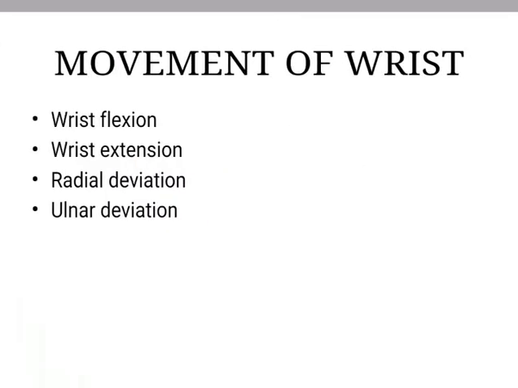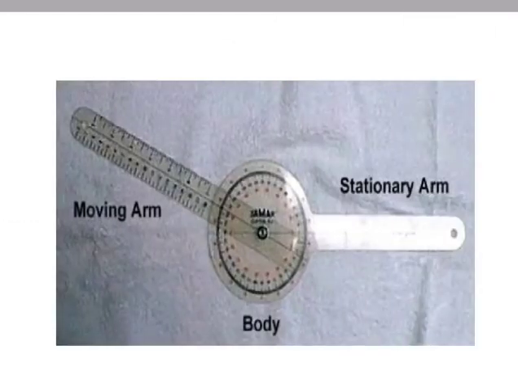Then, what are the movements of the wrist? Movements like wrist flexion, extension, radial deviation and ulnar deviation are present in the wrist. For measuring range of motion, we use a goniometer, which has a moving arm, a stationary arm, and an axis.